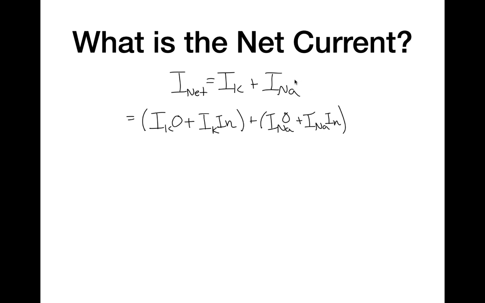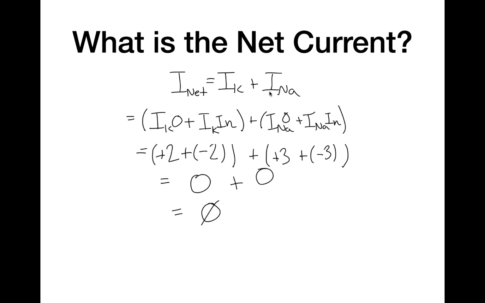Now it's important to realize that by definition, any current moving out of the cell is going to be positive, and any current moving into the cell is going to be negative current. From this, we can calculate the net current, and when you do the arithmetic, what you get is a net current of 0. Note that we only get a net current of 0 when the cell is at rest. So when the cell is at rest in the steady state, we have a net current of 0, and this is only true for when the cell is at rest.